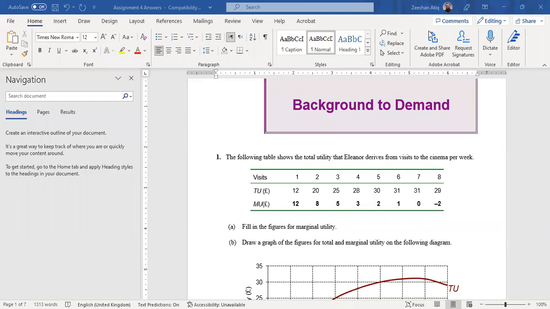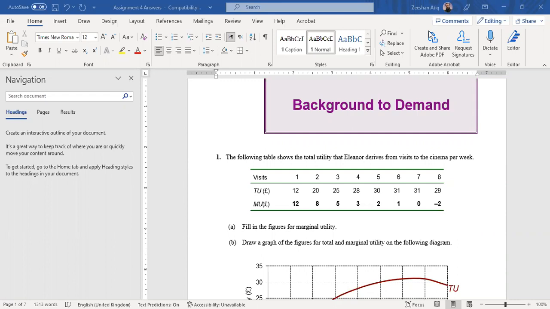Hello, good day. Now, for this particular lecture, we are going to talk about the solution of the questions related to the utility. In this assignment, we'll be solving different questions related to marginal utility and the utility maximization behavior of individuals. The first question in this exercise is related to the calculation of marginal utility.